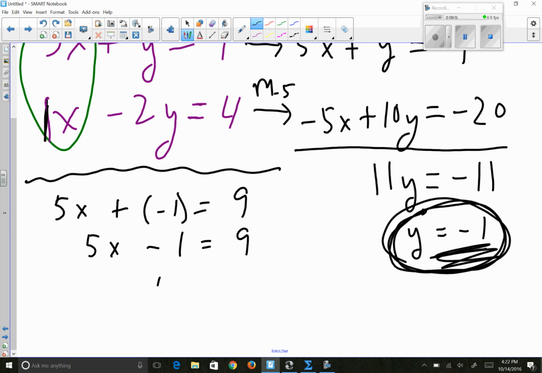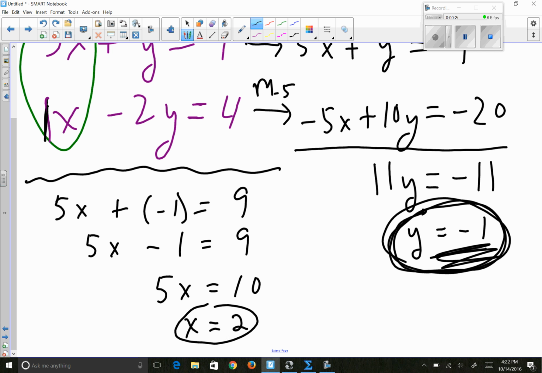Add 1 to both sides. Added 1 to both sides. Divide both sides by 5. Divided both sides by 5. So we have x equals 2.